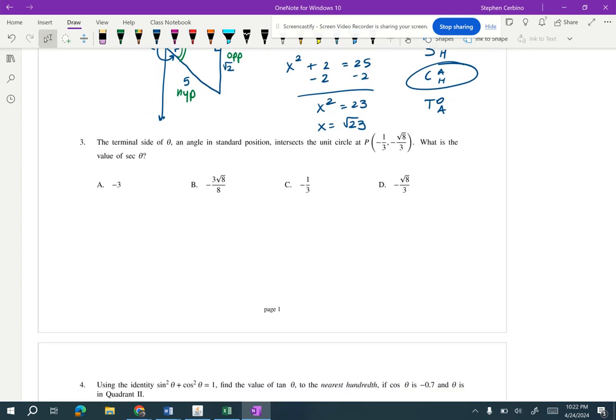Number 3 is actually a pretty straightforward question if you know a couple rules. So anytime that it says that a point is on the unit circle, intersects the unit circle, we already know two things about this triangle that's created. We know that the x value is the cosine, and we know that the y value is the sine.